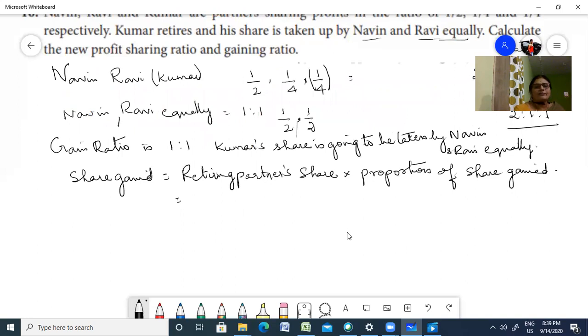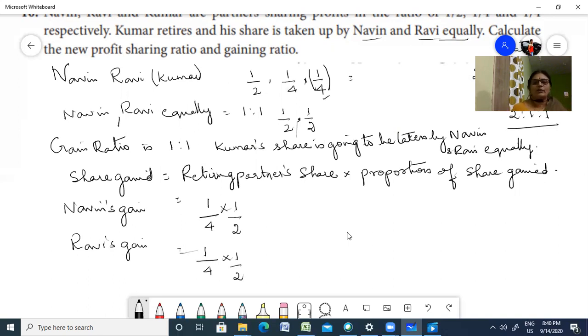Now what is the retiring partner's share? First you're going to calculate Naveen's gain, and then Ravi's gain. So Naveen's gain is what? This is 1/4. 1/4 is going to be taken by Naveen and Ravi. This is the retiring partner's share, into what proportion? 1/2 and 1/2. They're going to gain equally. So that is 1/8 and 1/8. So what is the gain ratio here? Gain ratio is 1 is to 1.